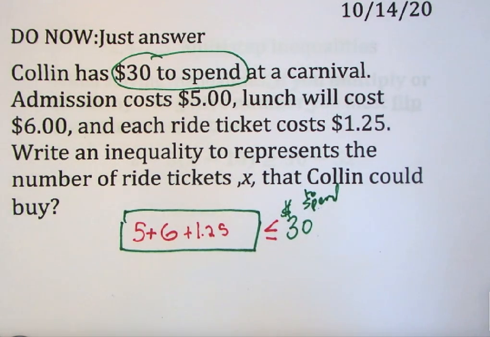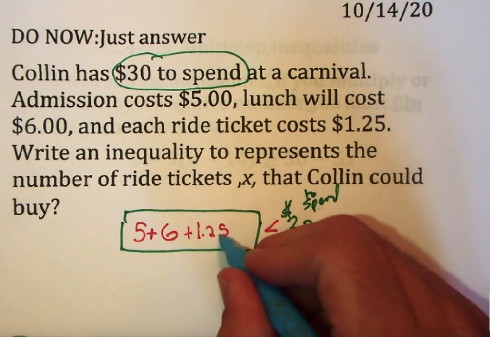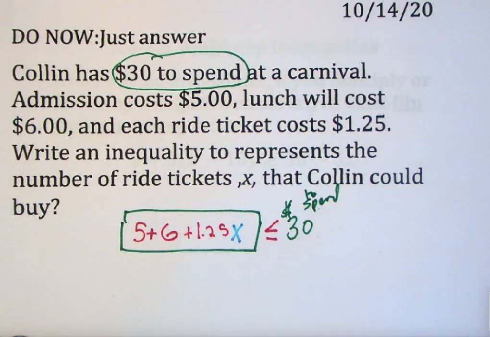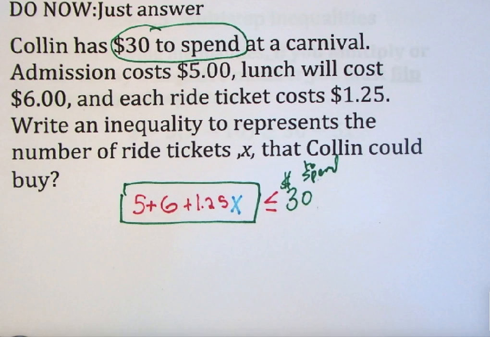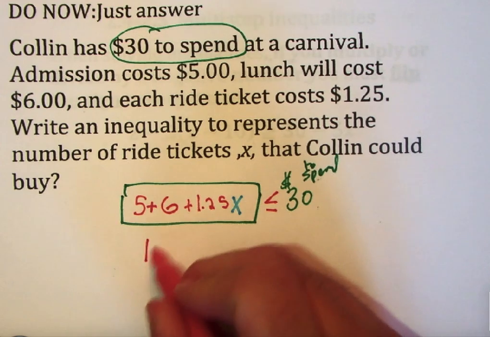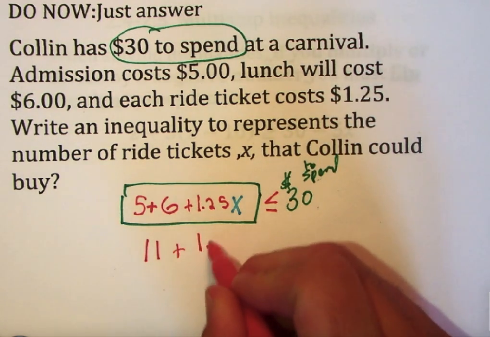All right, we're missing one thing though. Do we know how many tickets he's going to buy or that he could buy? No, we don't. But we could represent it with $1.25 per ticket, x. And there we go. We have our inequality. And for fun, let's just solve it. Let's see how many ride tickets he could buy. So we'll simplify this side of the inequality.